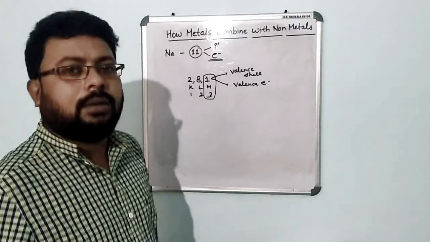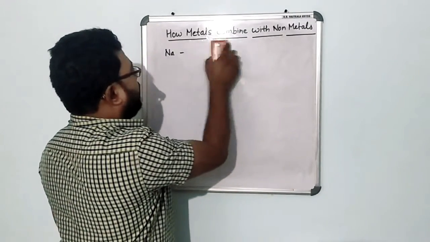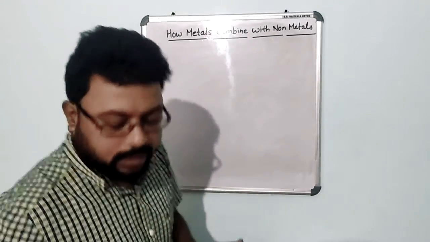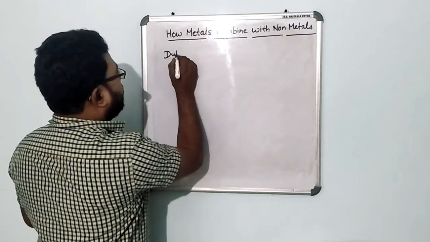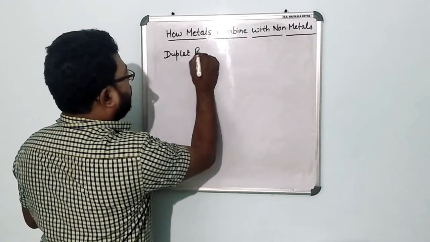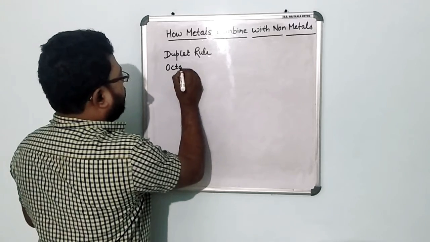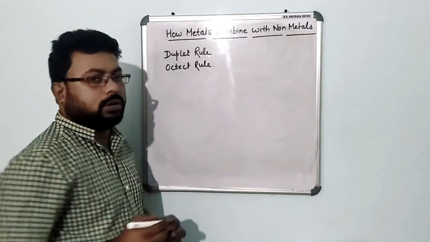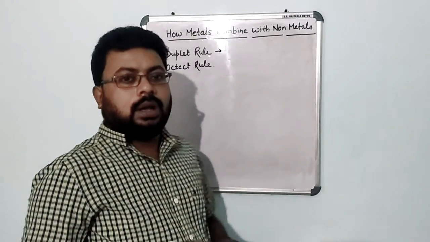Now I am coming on to two rules of this topic only. One is known as the duplet rule and the other is known as the octet rule. These two rules are very important. Now what exactly is the duplet rule?